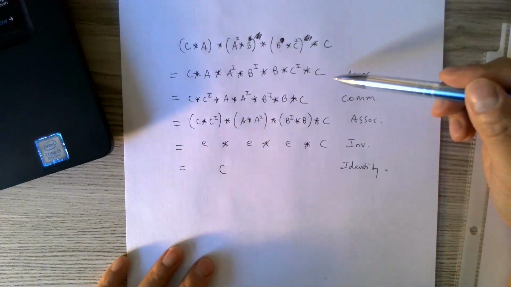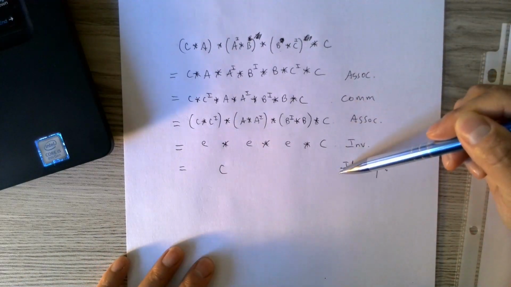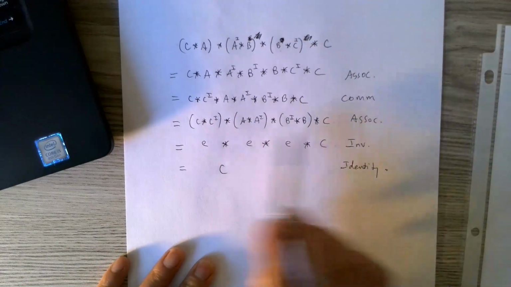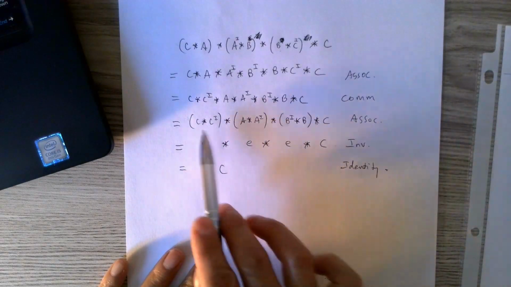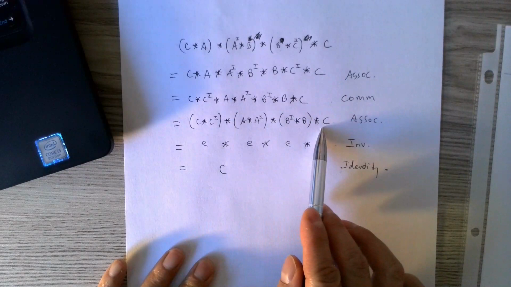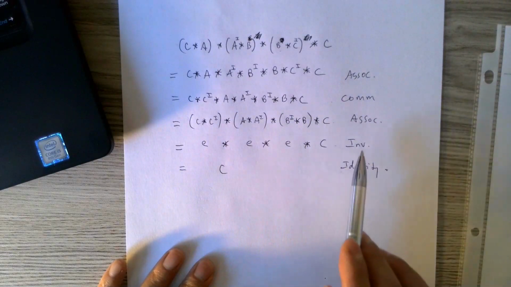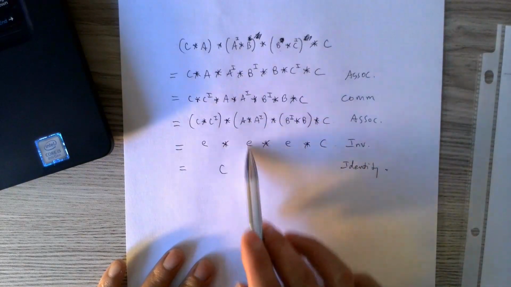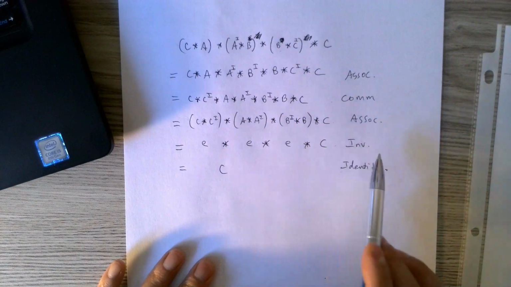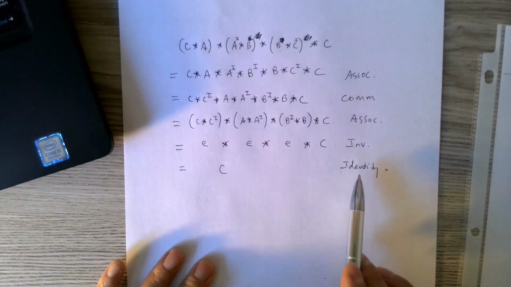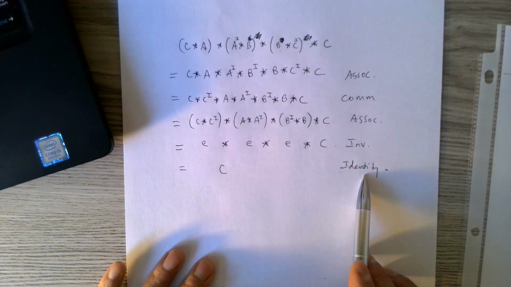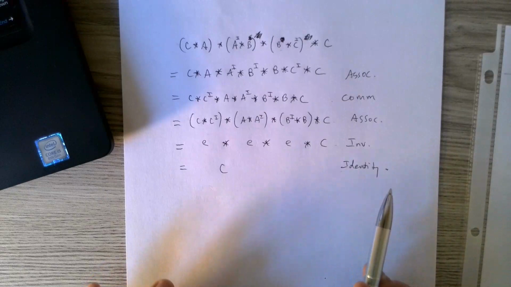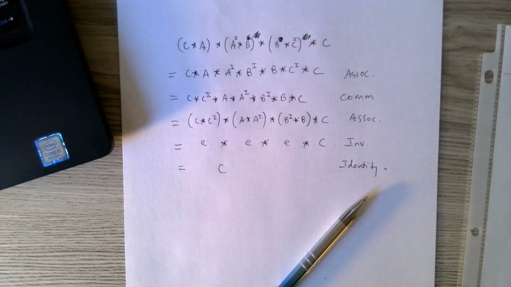Okay, so again, we have 1 property per step. You can use that property in multiple places. So associative, you can put parentheses in multiple places. It's still the same property. For inverse, you can make E's in multiple places. It's still one property. And for identity, you can make E's disappear in multiple places. It's still one property, so it's legal. Okay, have fun simplifying.